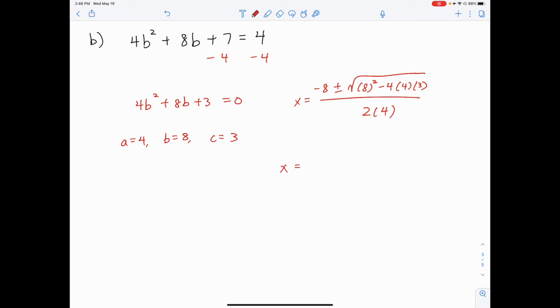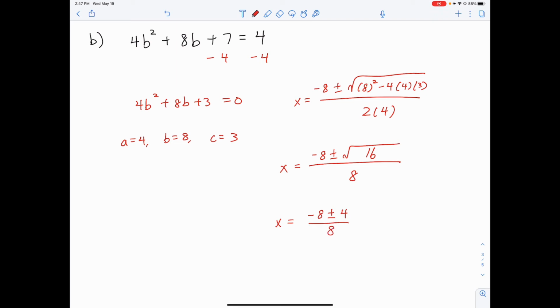Once again, we will simplify everything we can. So negative 8 plus or minus the square root of all over 8. Let's put this in our calculators and see what we get. 8 squared minus 4 times 3, we get 16 underneath the square root. And again, we can simplify. So that's going to be negative 8 plus or minus the square root of 16, which is 4, all over 8.